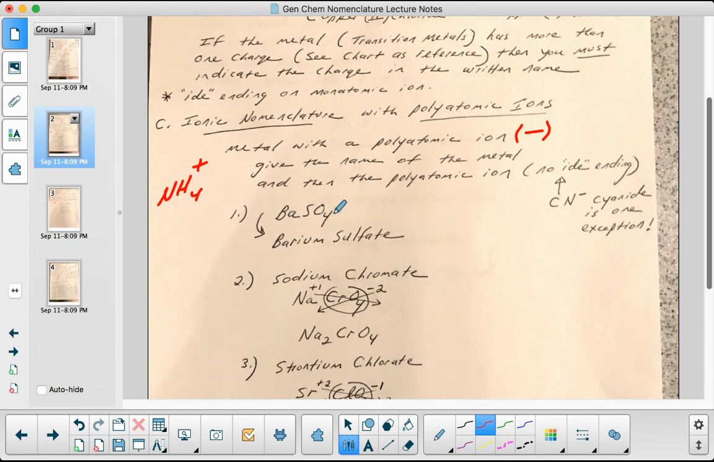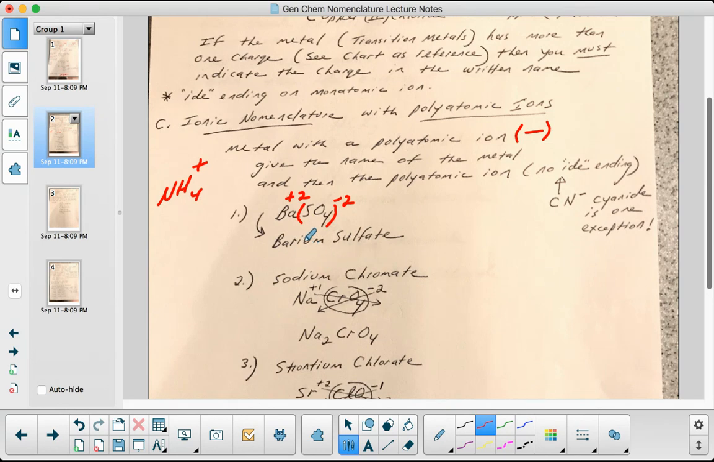Okay, so let's go to a formula with a polyatomic ion. So BaSO4, barium sulfate. So why is it barium sulfate? Well, the Ba is my metal with a +2 charge. The sulfate is SO4 with a -2 charge. They're going to pair up in a 1-to-1 ratio. I wouldn't necessarily use the parentheses here, but that's where a parenthesis would go if we had to have a parenthesis. And I'll talk about that in just a minute.